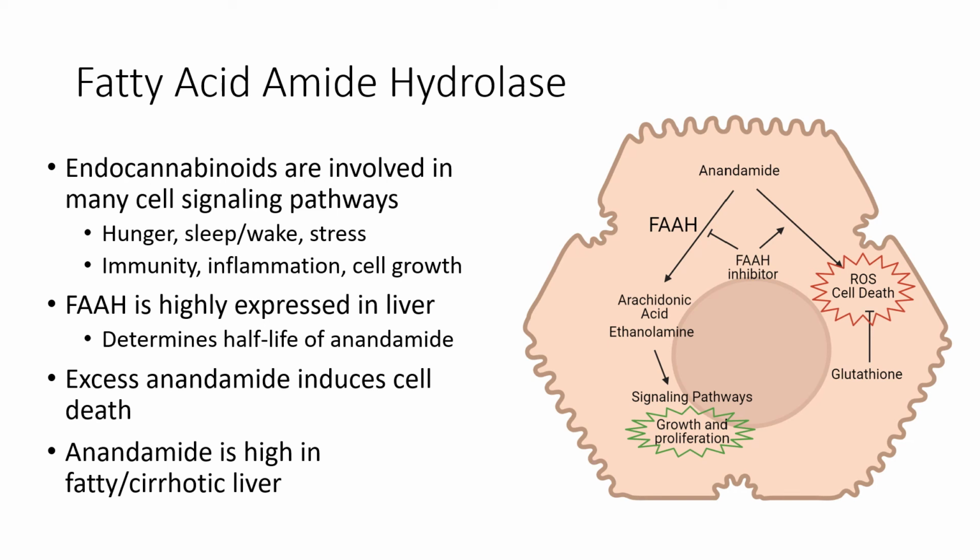Fatty acid amide hydrolase is expressed more highly in the liver than in any other tissue, and is primarily responsible for the breakdown of anandamide into arachidonic acid and ethanolamine, whose pathway is shown on the right. These products are used as signaling pathways to promote survival, whereas excess anandamide causes an increase in reactive oxygen species, leading to cell death via oxidative stress. Glutathione is a molecule that neutralizes reactive oxygen species and is often used by cells to combat the effects of this oxidative stress.